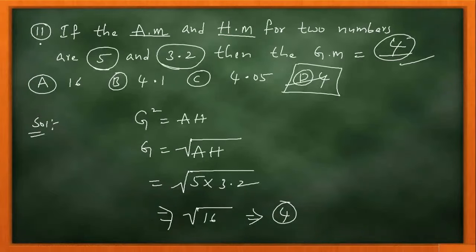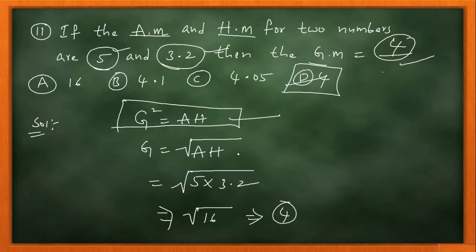So look at your question number 11. If the arithmetic mean and harmonic mean for two numbers are 5 and 3.2, then what is the geometric mean? So we know the relation between AM, GM, HM: G square equals AH, so G equals the square root of AH. If you multiply the arithmetic mean and harmonic mean, you get 16, and the square root of 16 is 4. That's your 11th question.